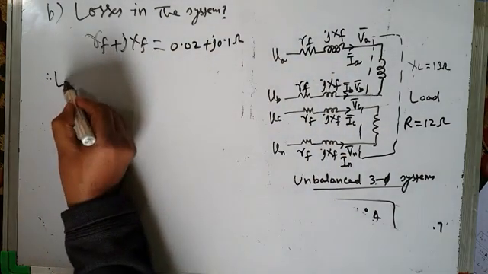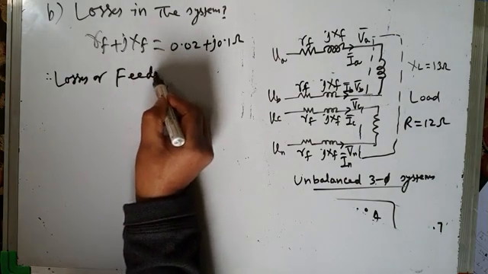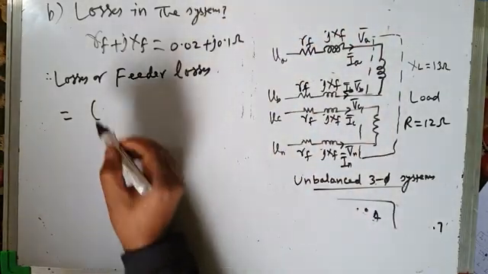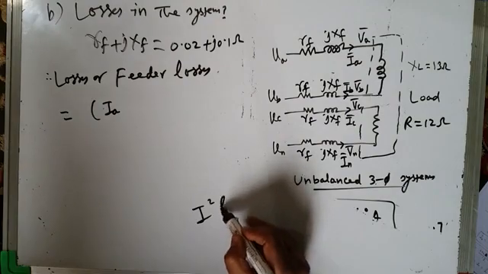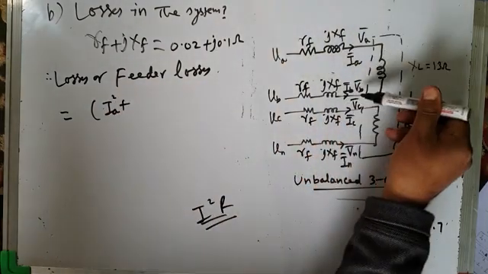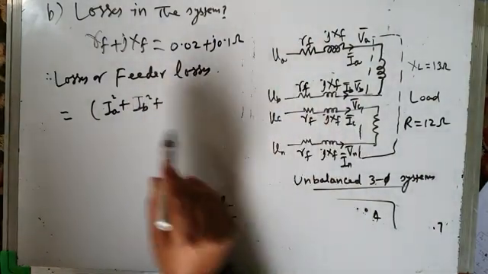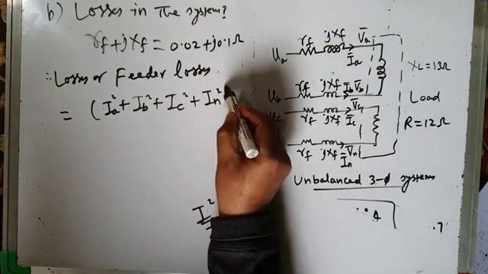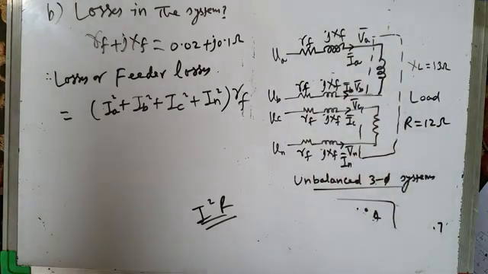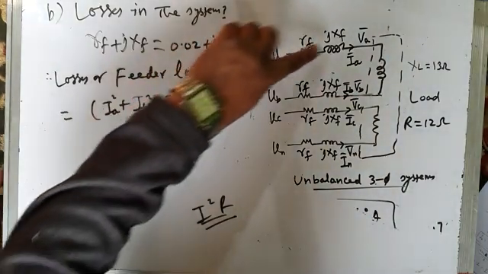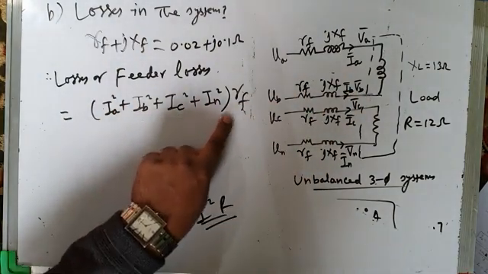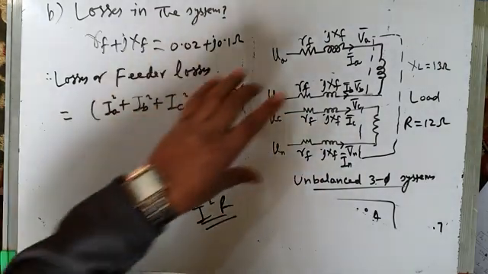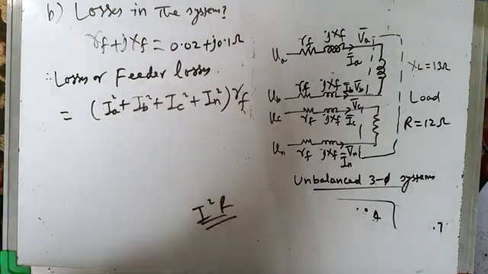So the losses in the line, or feeder losses, will be equal to IA square. What is the current flowing in feeder A? IA. Because copper loss is I square R. So IA square plus, what is the current flowing in line B? It is IB square, plus what is the current flowing in line C? It is IC square, plus what is the current flowing in the neutral wire? It is IN. So IN square into RF, because each line has a resistance of RF. So copper loss in line A is IA square RF, in line B IB square RF, in line C IC square RF, and in the neutral wire it is IN square RF. So the total copper loss in all four wires, or total feeder loss, is IA square plus IB square plus IC square plus IN square, into RF.